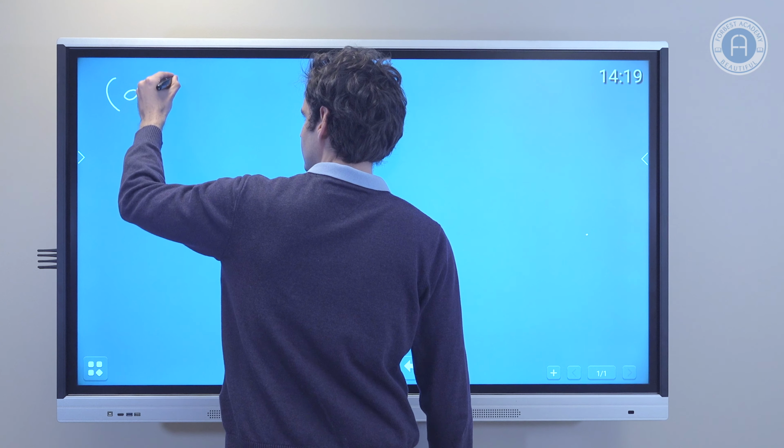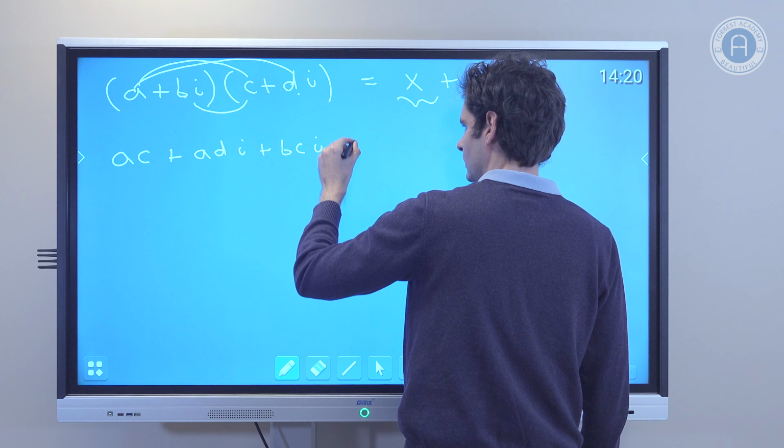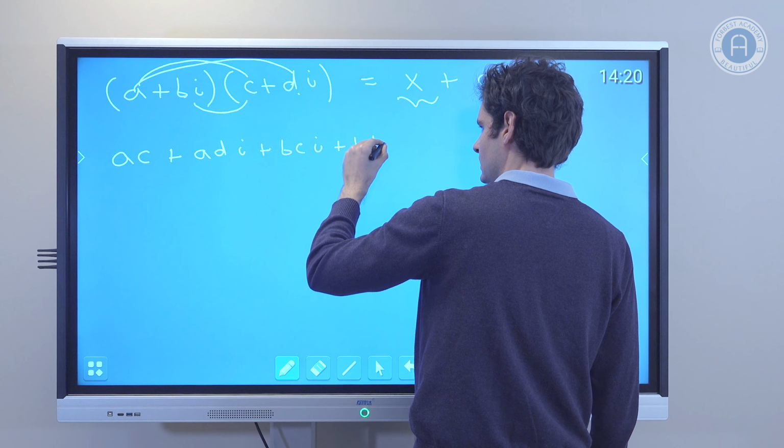So this one times this one, that's AC. Then this one and this one, that's AD times i. Then this one times this one, that gives you BCi. And finally, this one times this one will give you BDi squared. Now we just simplify.